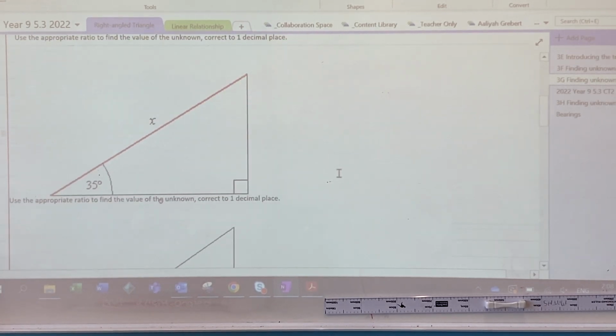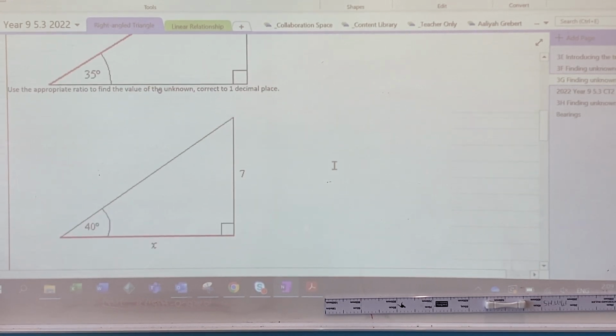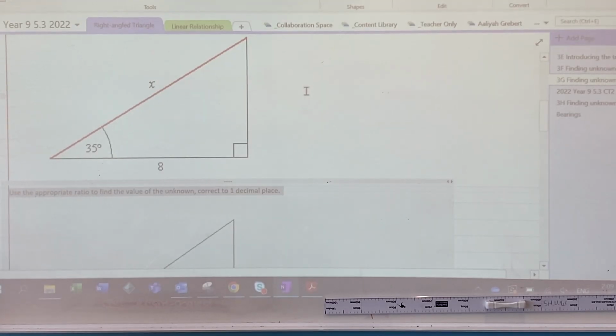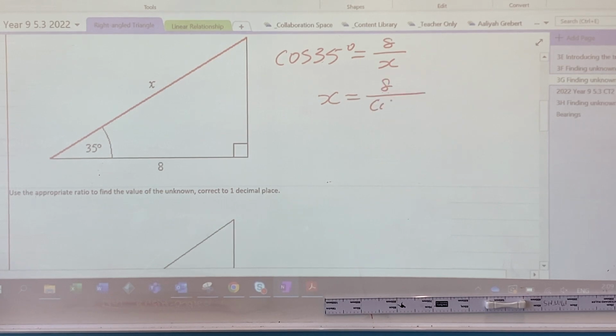Have a look at this one. It's very hard to see here. Which ratio am I going to pick? Cos. Cos 35 is adjacent over hypotenuse. How do I find x? Divide. Fantastic, very good. The rest, you can type into the calculator, which I'm not going to do now.